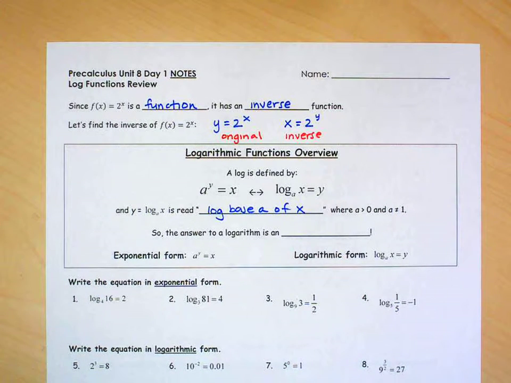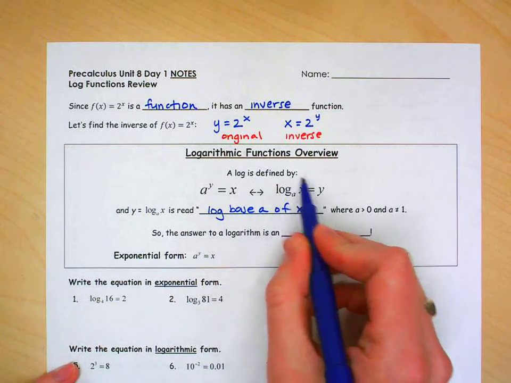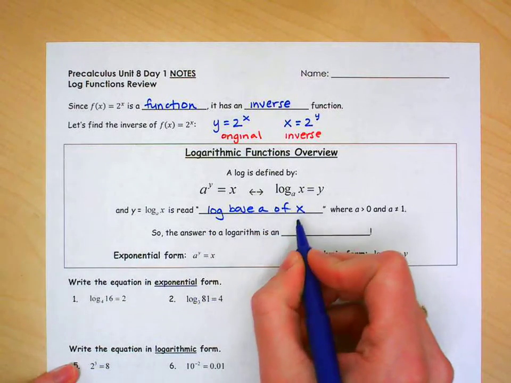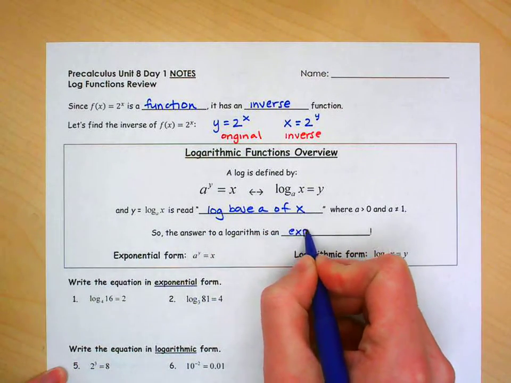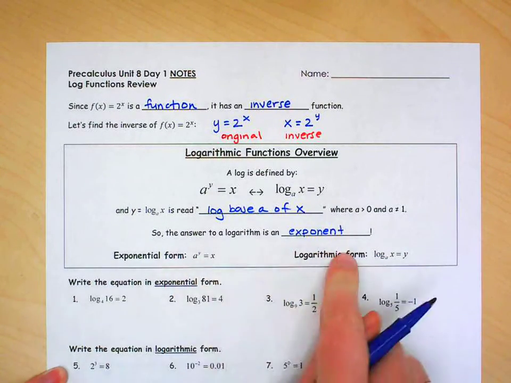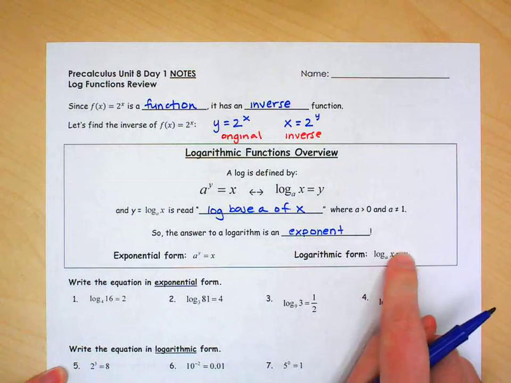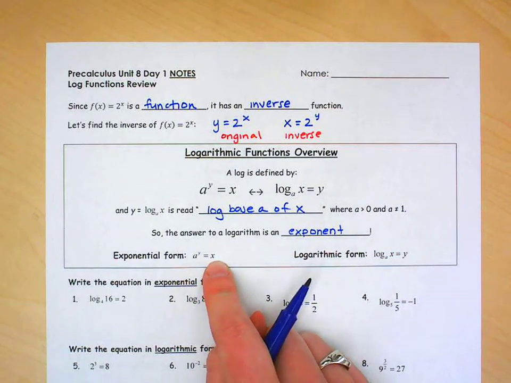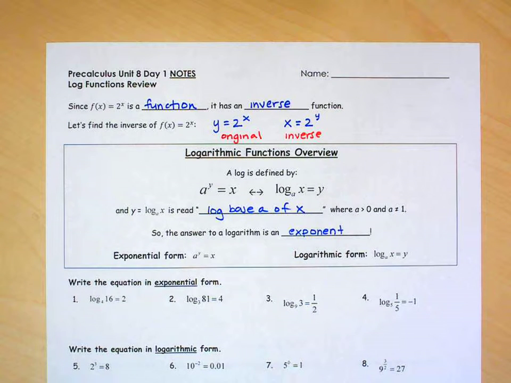So one thing that's worth noticing is when I have a log, the answer is the exponent when it's written in exponential form. So the answer to a logarithm is an exponent. And these are the two different ways that we write it. This is the logarithmic form, and if we want to rewrite this with y as the exponent, we write it in exponential form.